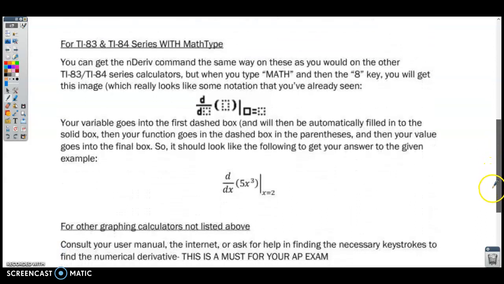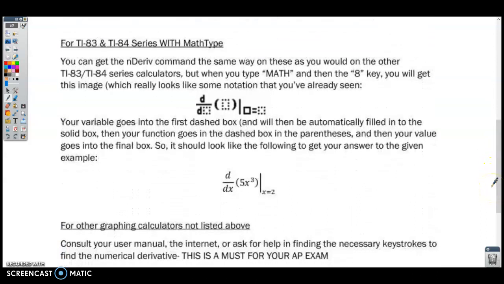And for those of you who have the TI-83, 84 series with MathPrint, you're going to start the same way that the other people with the TI-83, 84 series calculator started. But when you type math and then the number 8 key, you're actually going to get something that looks like this. It looks exactly like the calculus notation that we want to use. And all you're going to have to do is fill in the dashed boxes. When you fill in this dashed box with an x, it's going to automatically put an x in this dashed box here. You type your function into this box, type the numerical value into this box, hit enter, and it's going to give you the value of your derivative at the point.